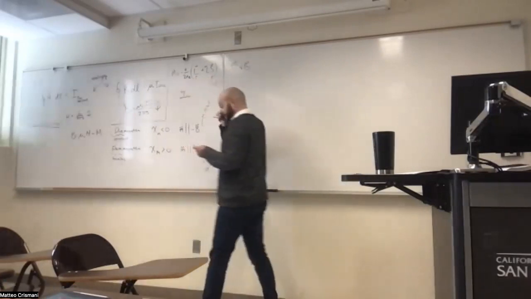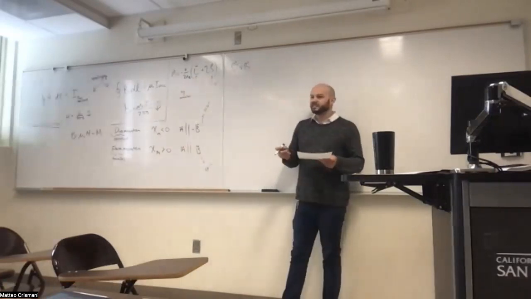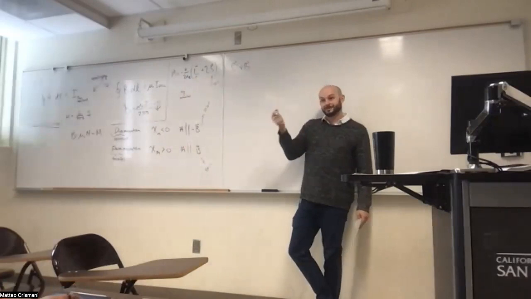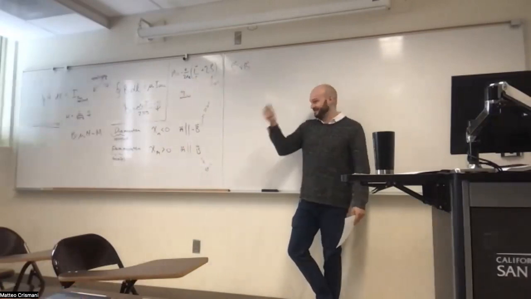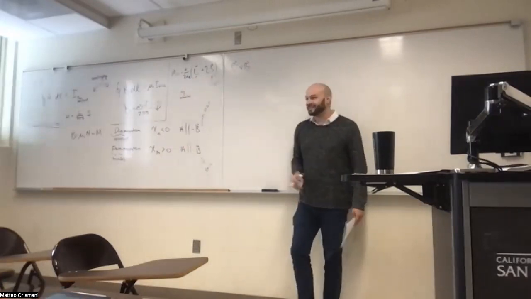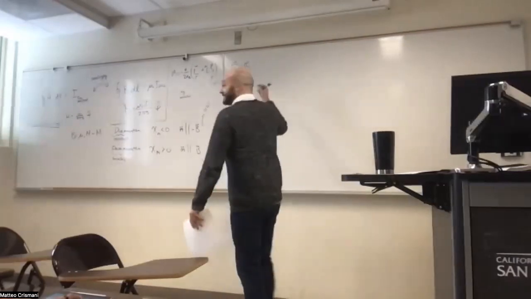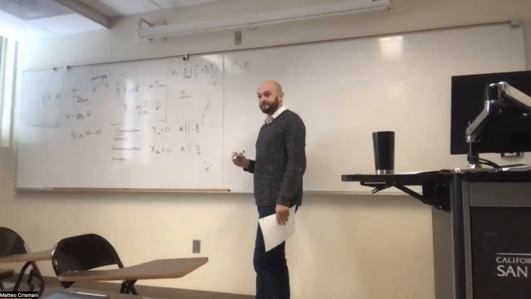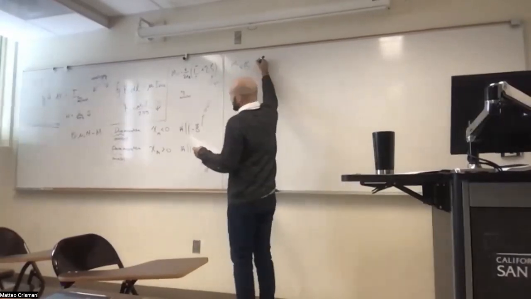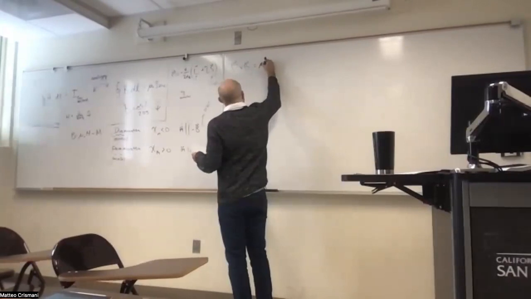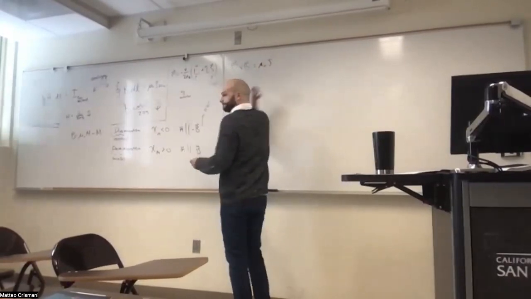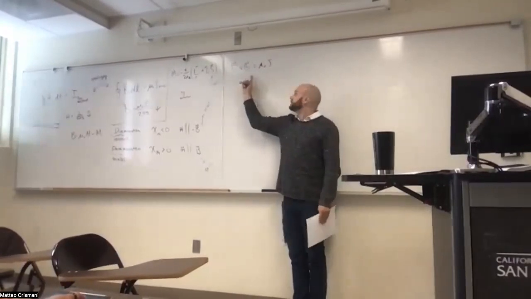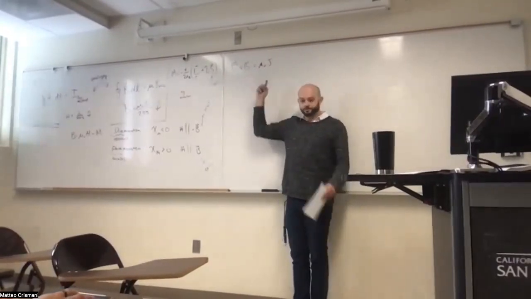What does that mean again? That's the right hand movement, correct? Del cross B is very similar to vorticity. So how much spinny-ness is the B? And we said that that was something like mu naught J. This is saying that the reason that we have magnetic fields is due to currents.